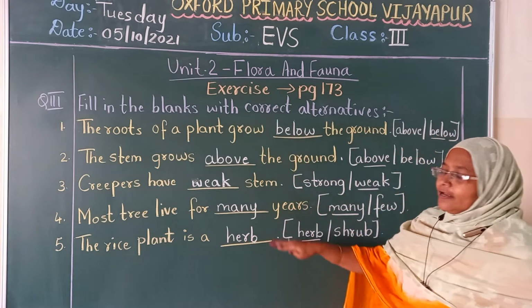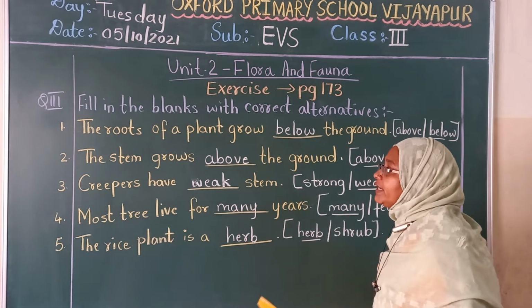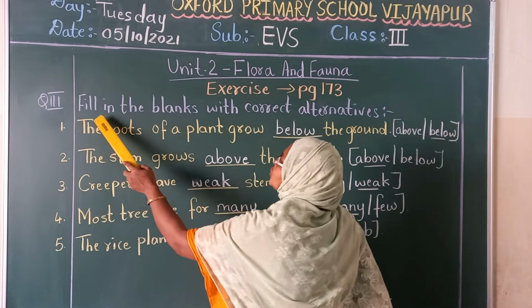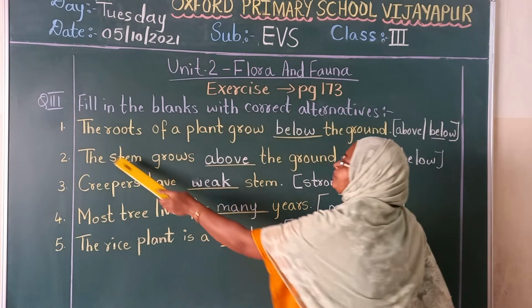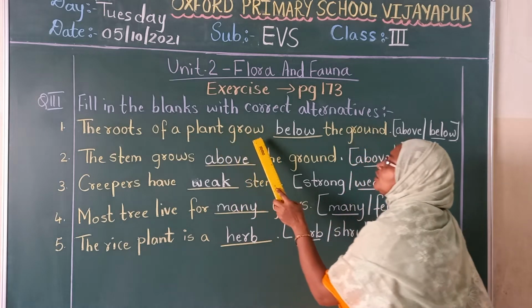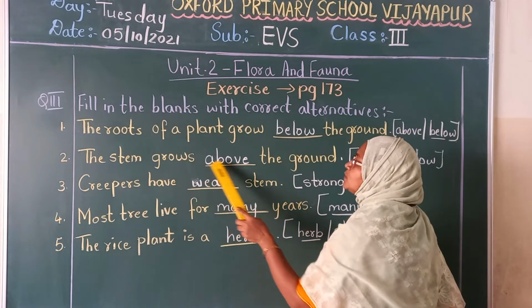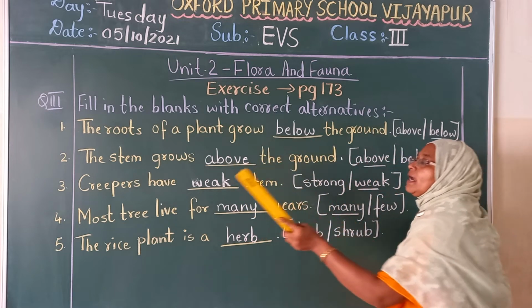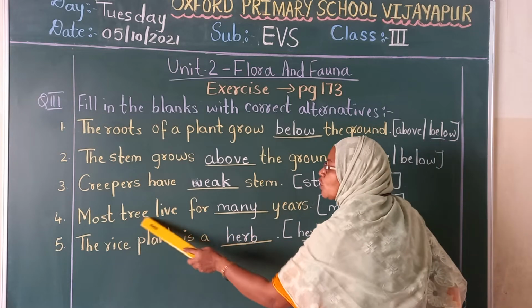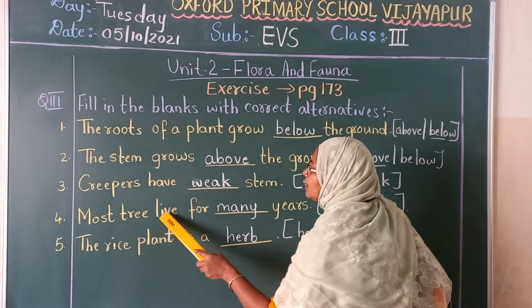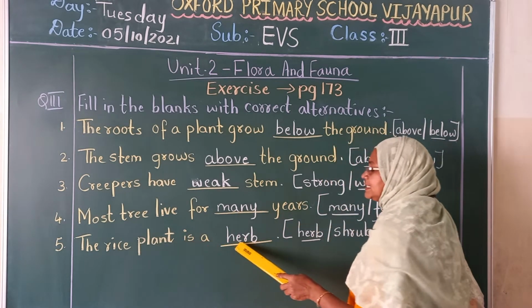Now see children, here 5 fill in the blanks I have written for you. Today we will read it, then you can copy it. Question number 3. Fill in the blanks with correct alternatives. First one. The roots of a plant grow below the ground. The stem grows above the ground. Creepers have weak stems. Most trees live for many years. The rice plant is a herb.